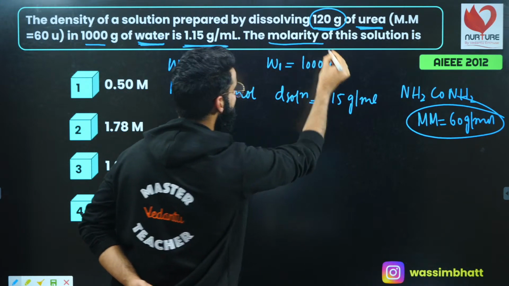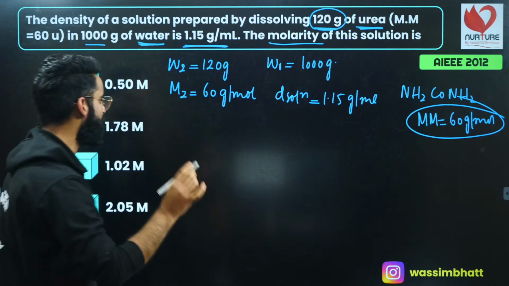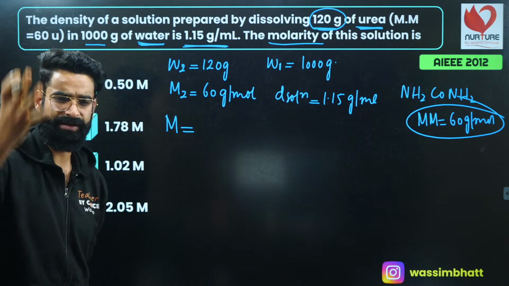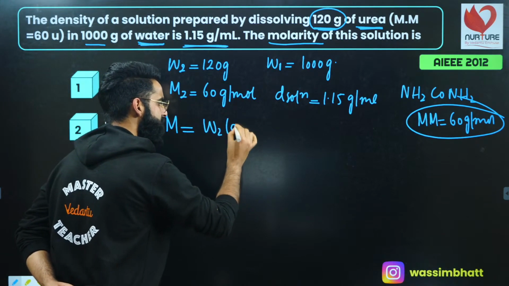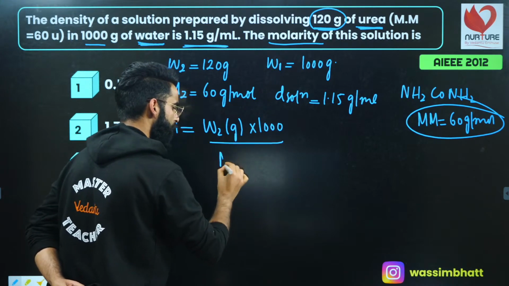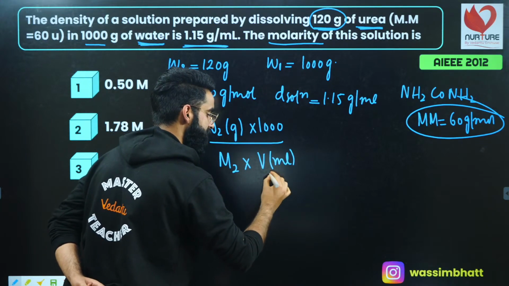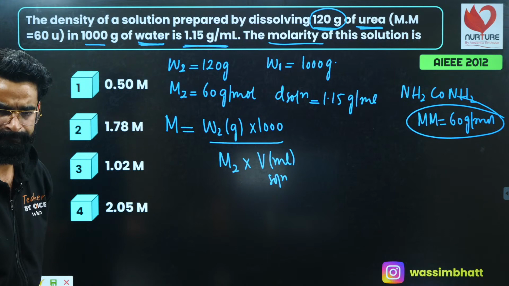What am I supposed to calculate? I'm supposed to calculate molarity of the solution. See guys, how will I be solving it? Molarity I need to calculate, right? What is the simplest formula to calculate molarity? Molarity is nothing but mass of solute in grams multiplied by 1000 divided by molar mass of solute multiplied by volume of solution in milliliters. This is volume of solution right here. If you remember, this is the formula to calculate molarity, right?